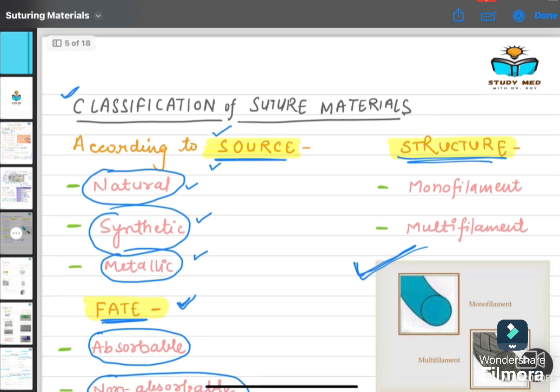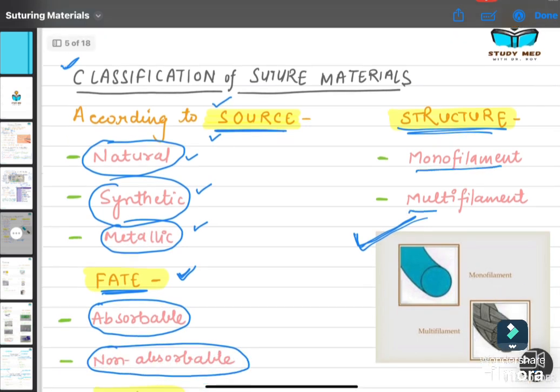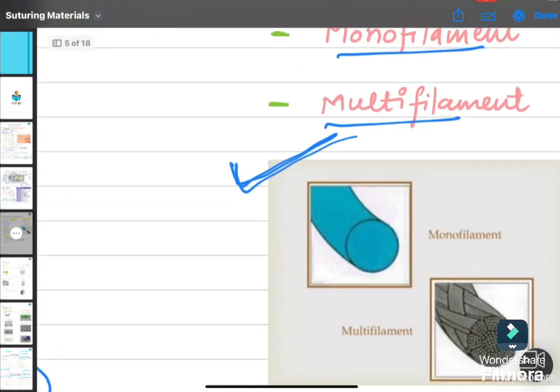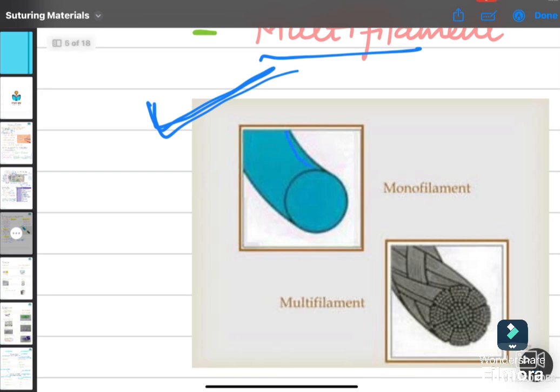Likewise, structure: monofilament, multifilament. As you can see in the diagram, this is the single filament that is comprising and making the suture material monofilament. When it is braided like this, there are multiple filaments you can see in the cross section like this. This is multifilament and braided.